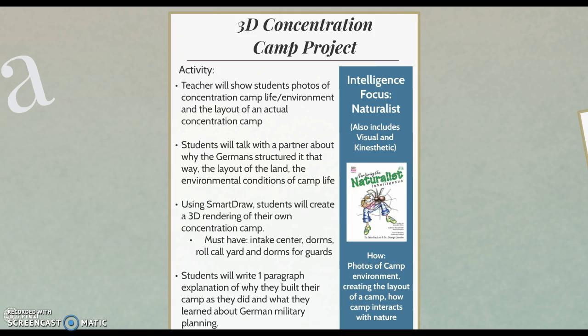Then, using SmartDraw, students will create a 3D rendering of their own concentration camp. They must include an intake center, dorms for the prisoners, a roll call yard, and dorms for the guards. Students will then write a 1-paragraph explanation about why they built their camp in the way they did and what they learned about German military planning from doing this assignment.